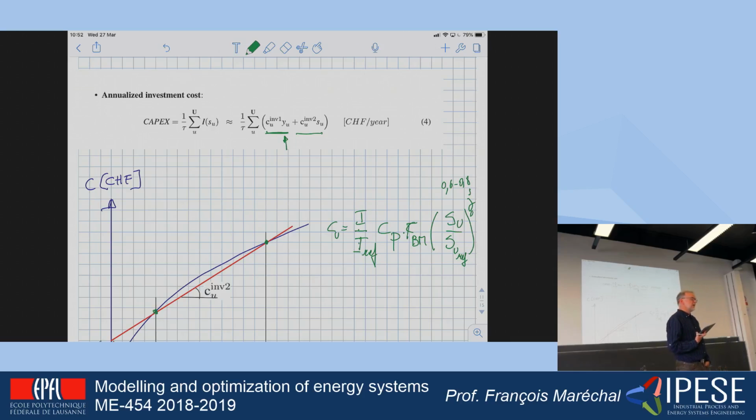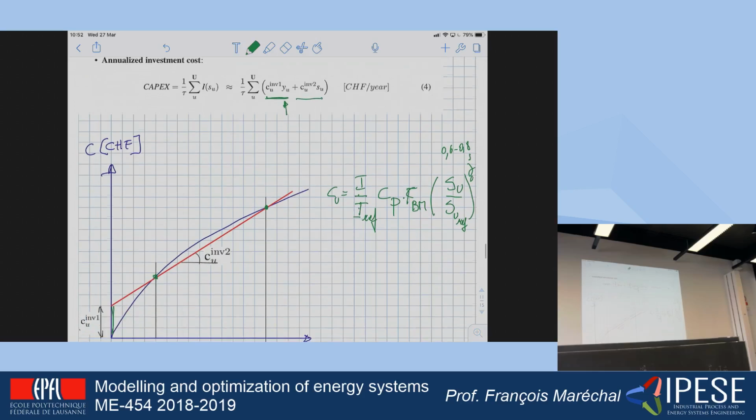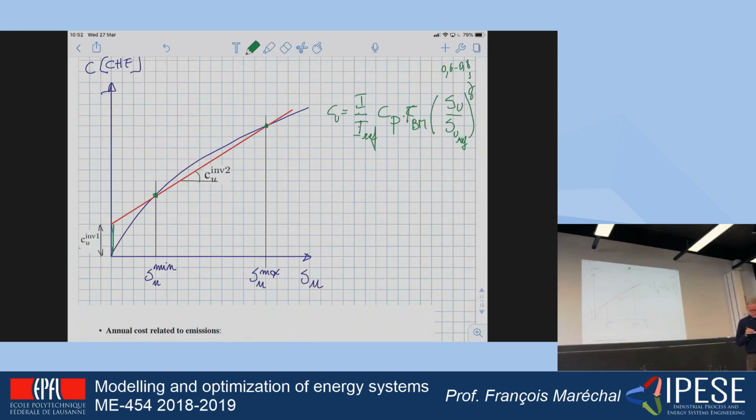Okay? In fact, I have done also something which is an engineering action here. Because to do this, I have to choose the 2 points here. Okay? And I'm choosing 2 points by defining the minimum and maximum bounds of the validity of the linearization. So I'm going to say that this cost function is valid, provided that I am between the min and the max bounds that I have decided.